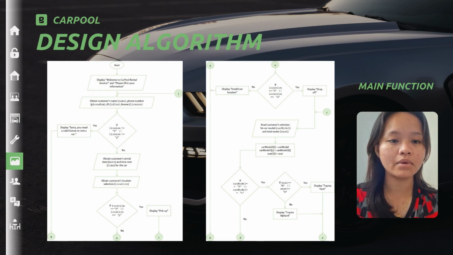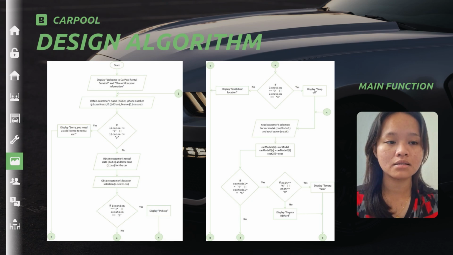Next, for rental date and time collection, if the customer has a valid license, the system proceeds to ask for rental date and rental time. Location selection, the customer selects a location. The pickup confirmation, if the customer enters P for location selection, the system will display pick up. If the customer enters D, the system will display drop off. If the location is invalid, the system will display invalid car location.